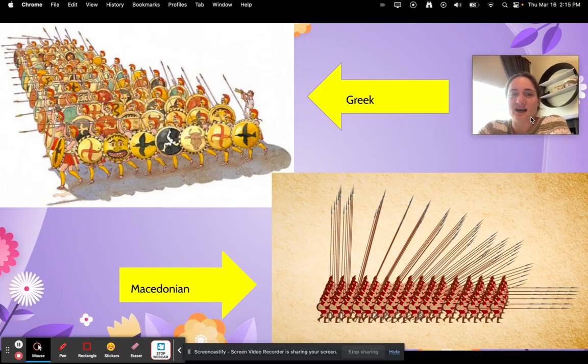All right, so here's an example again. Here's the Greek. Again, you can see slightly more heavily armed, and the spears are shorter. This one, the Macedonian, has longer spears.